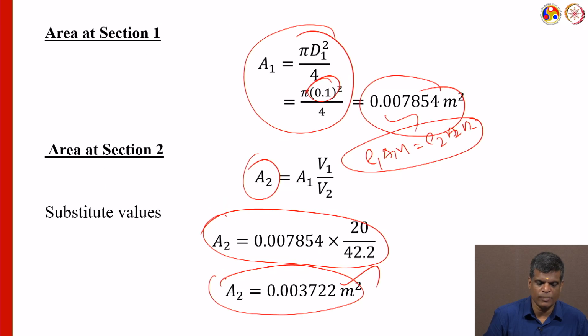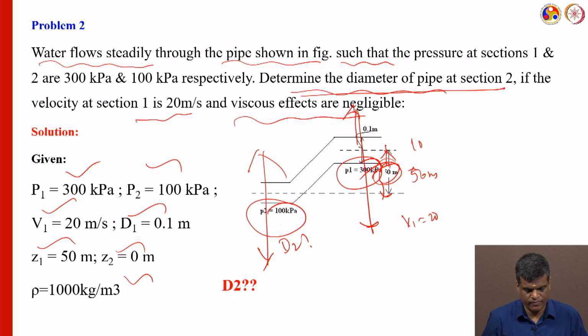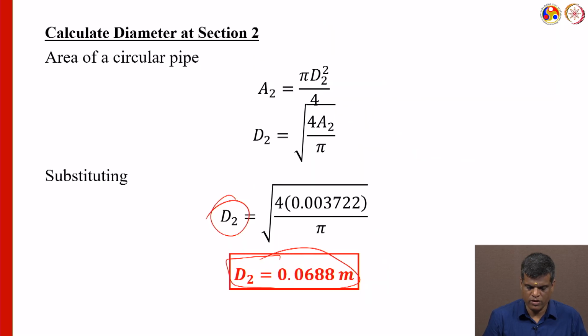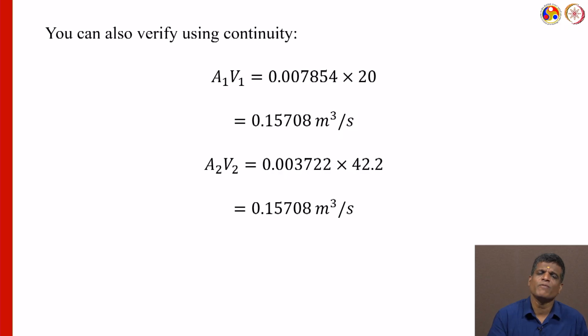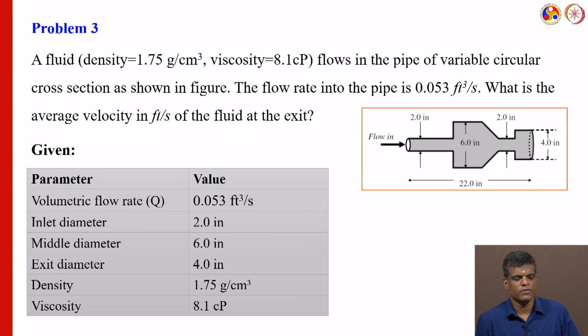The problem itself says determine the diameter of pipe at section 2. Section 2 they are asking, what is the diameter of pipe at section 2. So we can calculate from here. Finally we got this one, so the diameter of pipe is 0.068 meter at section 2. If you want to continue and verify whether we are getting the same value or not, we can use rho 1 A1 V1 equal to rho 2 A2 V2, both are the same. So, next is problem 3.